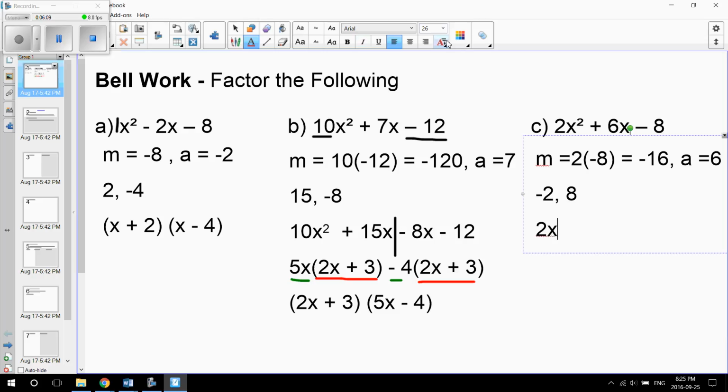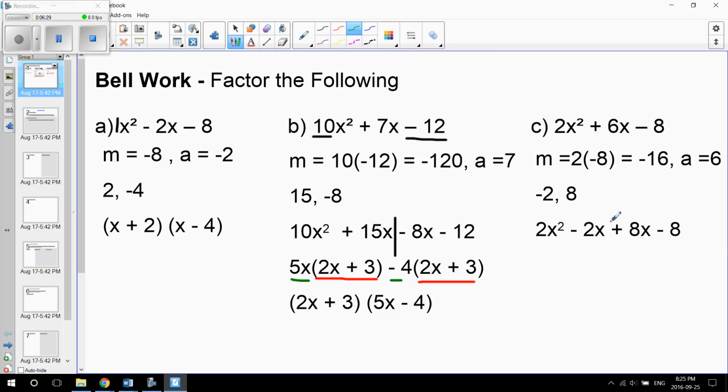So we need to rewrite our equation with that middle number split up. So we have our 2x squared, but now we're going to add in our minus 2x and our plus 8x instead of that plus 6x, and then carry down our negative 8 that's at the end. We're going to break it in half. See what you can common factor out of the front here.